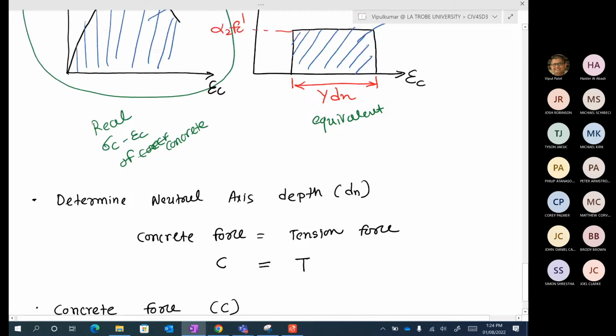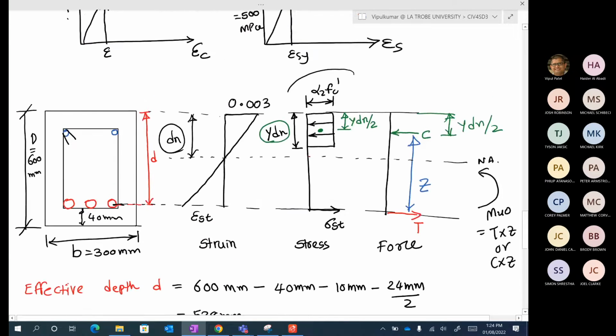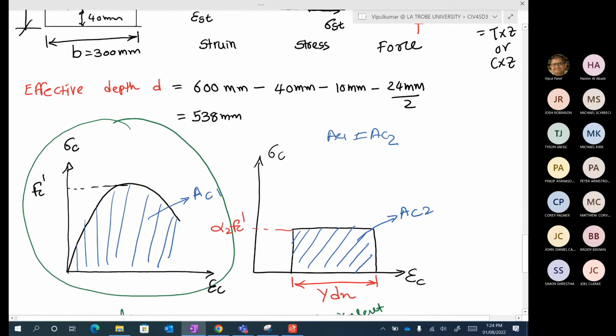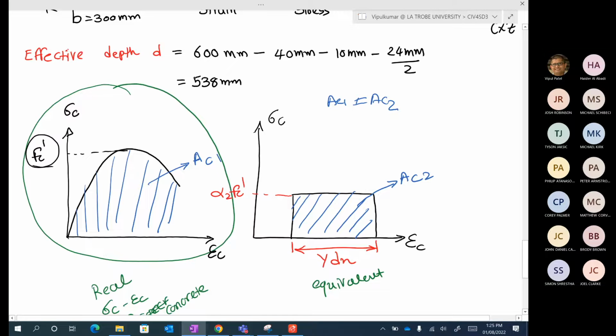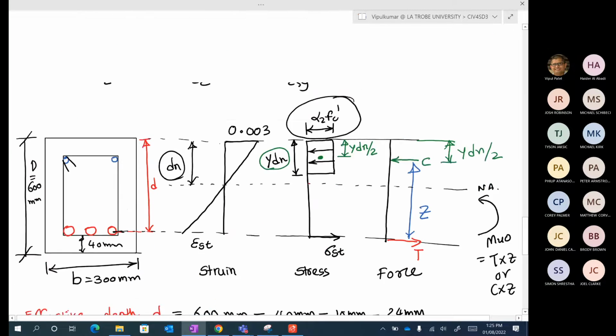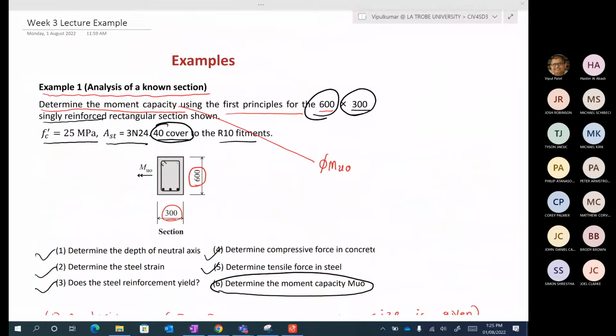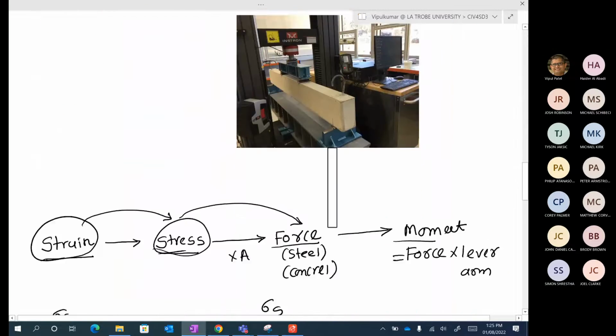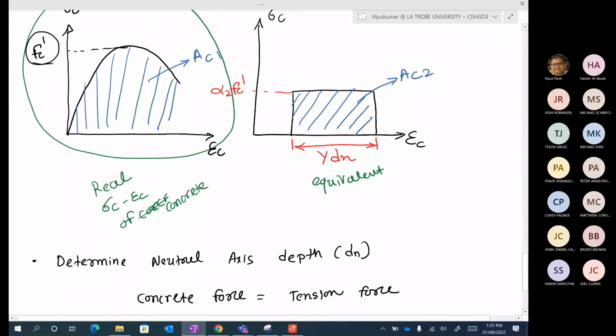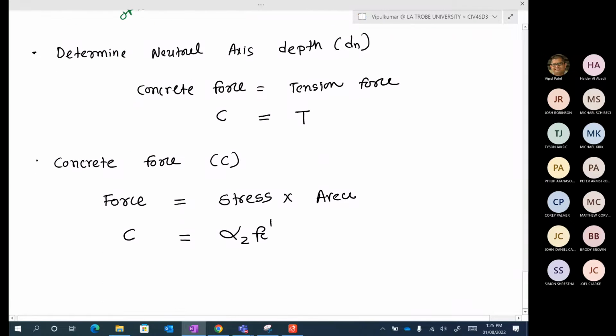Someone may say, where is it coming from? We discussed that concrete will experience alpha 2 f'c. Someone might say, why not f'c? Because your concrete has a capacity of f'c. Why do you multiply by alpha 2? As I mentioned, we need to multiply by alpha 2 because the tests give you f'c, that's your maximum concrete compressive strength. But the standard does not allow you to take f'c. Instead of 25, it will reduce by alpha 2 because of this equivalent stress block. So this is your stress. You with me so far?